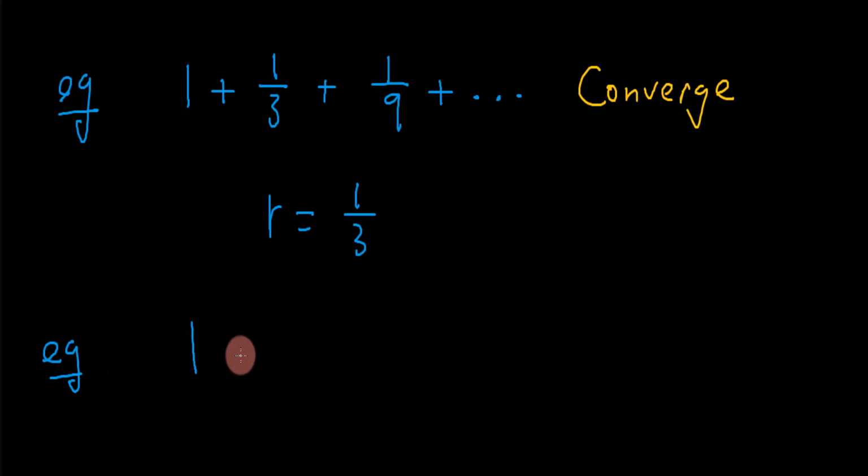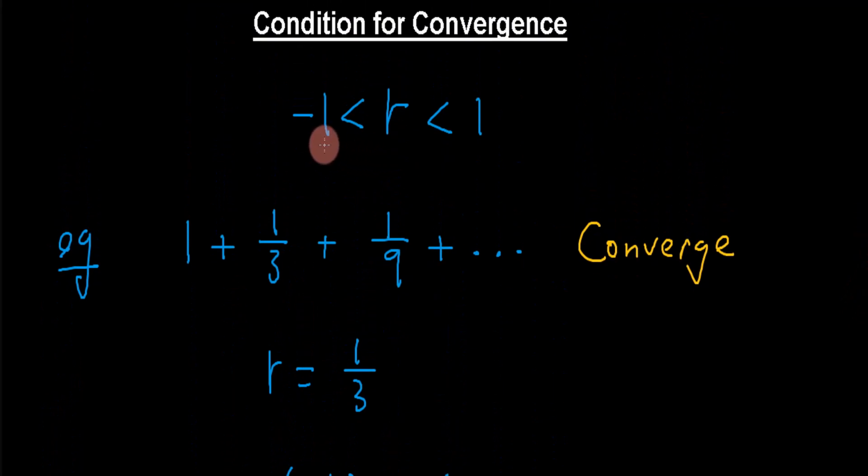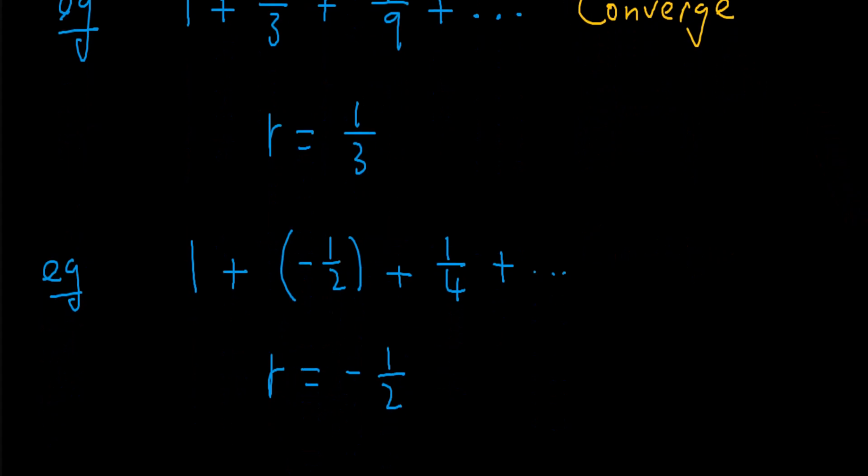So let's take 1 plus -1/2 plus 1/4 and so forth. In this case, the common ratio r, we can get it by taking term 2 divided by term 1. So r, the common ratio, is -1/2. Now, the number -1/2 also lies between -1 and +1. So we know that this series will also converge.